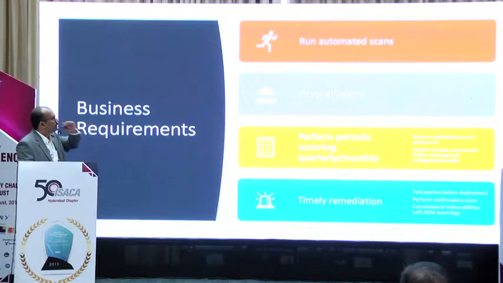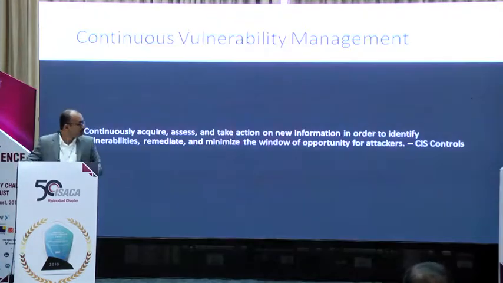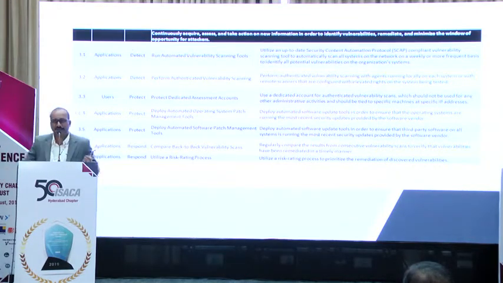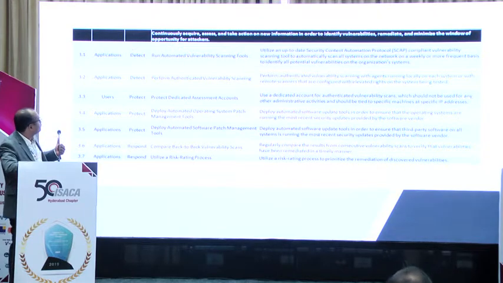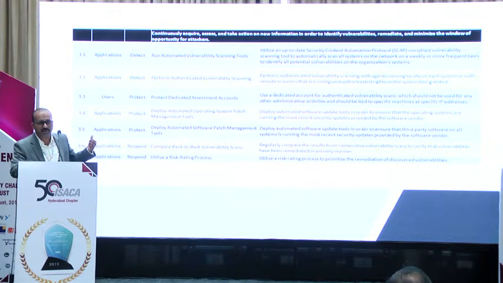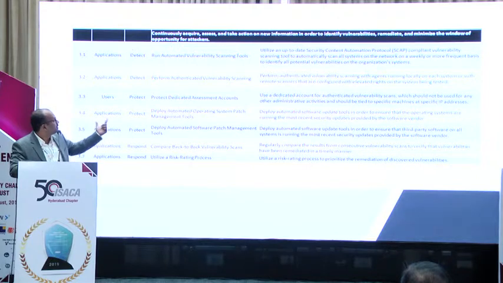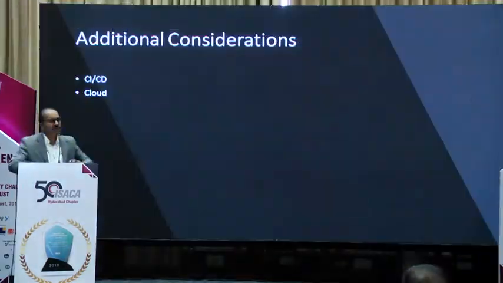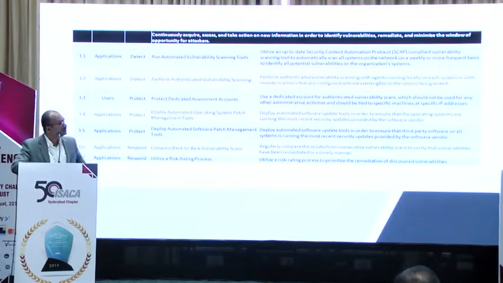Right? Let's just go back to the different steps that are defined as part of CIS Control 3 to achieve continuous vulnerability management. You can see it talks about, again, automated vulnerability scanning, performing authenticated vulnerability scanning. You're supposed to protect dedicated assessment accounts, deploy automated operating system patches, but this is all what we already do. So how do you achieve these standards?